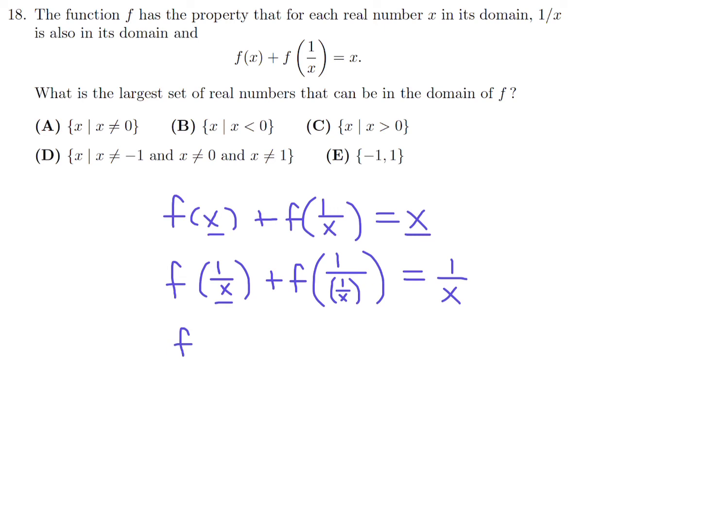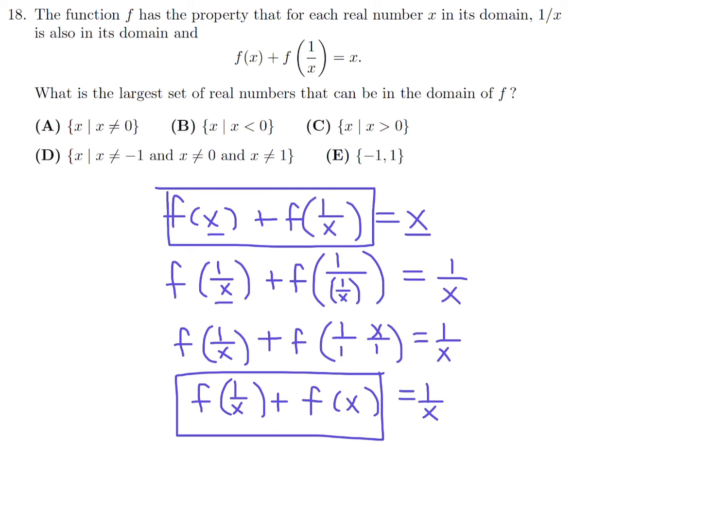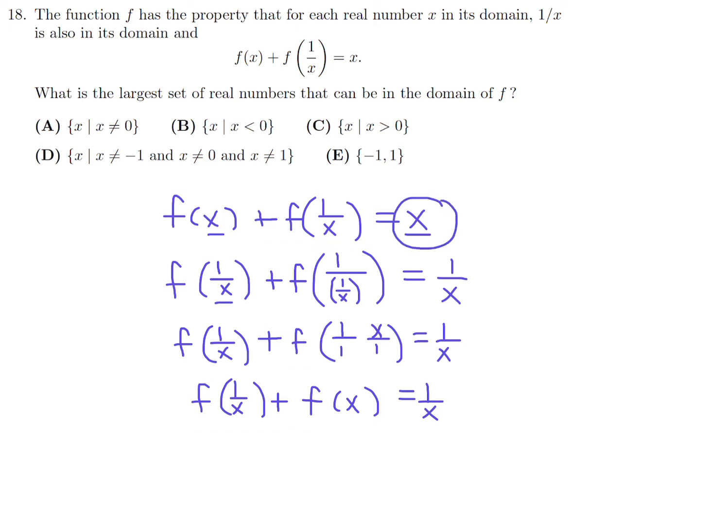So let's see what we get here. We get 1 over x, and then this invert and multiply, 1 over 1 times x over 1. And this looks like 1 over x, and this is just f at x. Okay? Well, this part here is exactly the same as that part there. It's just reverse order, but the sum is the same. So if those two are the same, then that means this and this are the same. So that basically means that x is equal to 1 over x. That's the only way this can work.